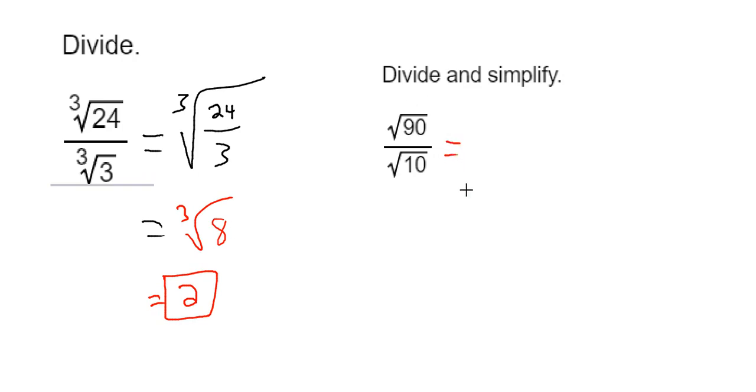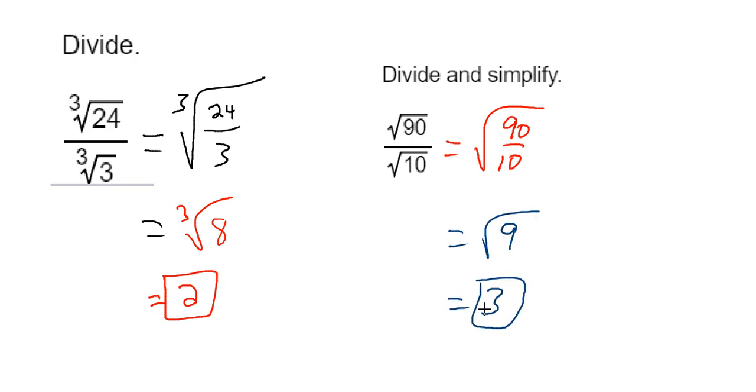Same thing's going to happen on this one, right? We can rewrite these into a single square root. We'll have 90 over 10 inside of that single square root. And then now that they're inside the same radical, they can be reduced. So 90 divided by 10 gives me 9. The square root of 9 is going to give me 3. So that's how that one will simplify.